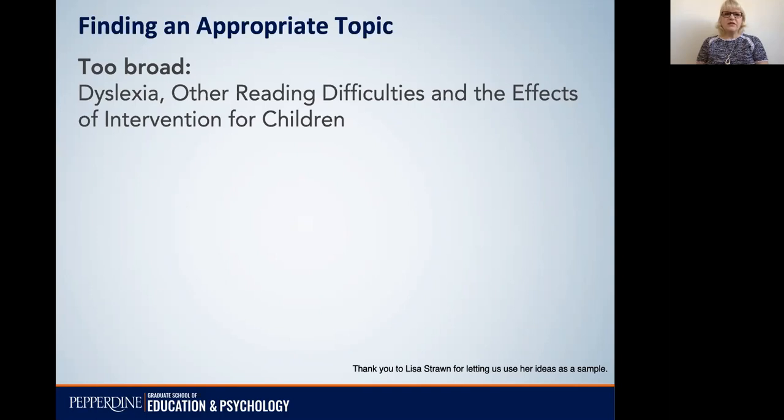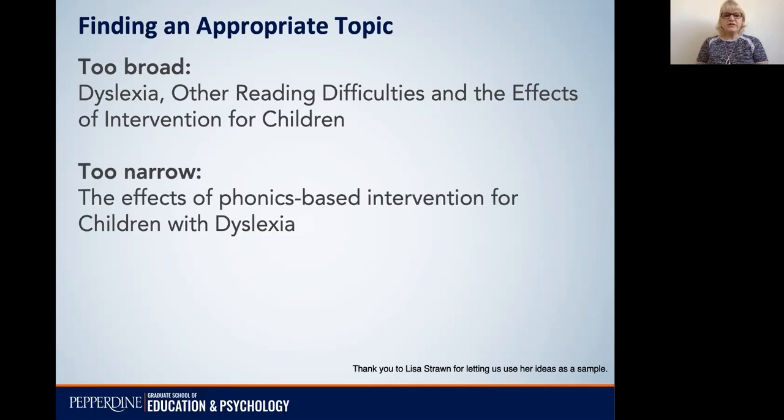As she was narrowing down her topic on her literature review, she started by talking about dyslexia, other reading difficulties, and the effects of intervention on children. So this was a lot of information, and she only had 10 pages to cover. So she found that this was actually too broad for her topic for a 10-page paper.